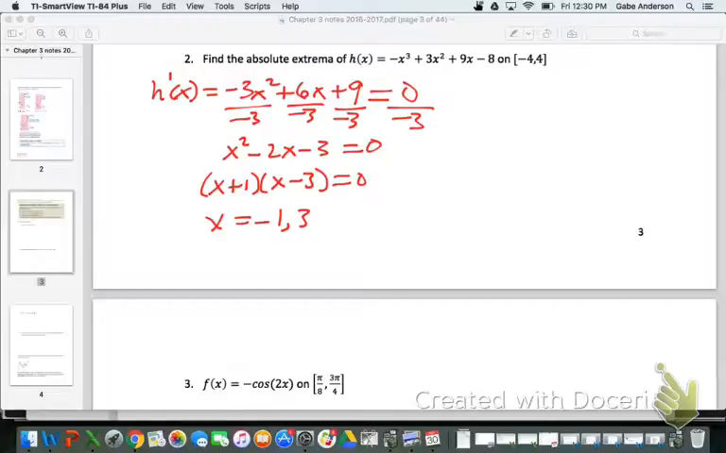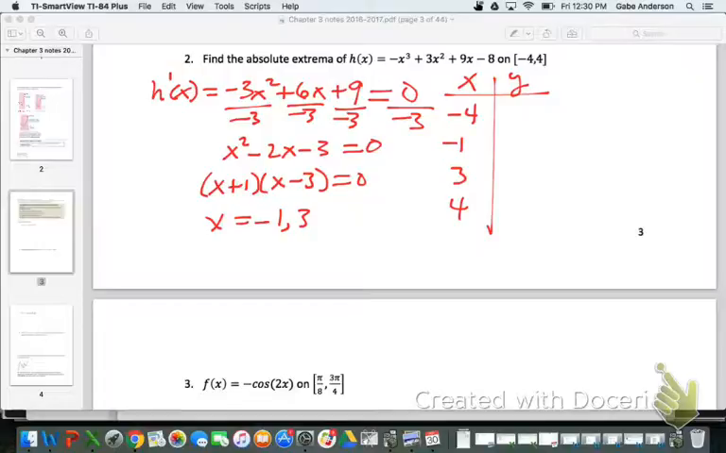You got to be good at this stuff. You got to be good at factoring like we practice with limits, so definitely good stuff. So guys, we've got all of our candidates. Here they are. I'll make a little table. Our candidates are negative 4, negative 1, 3, and 4.